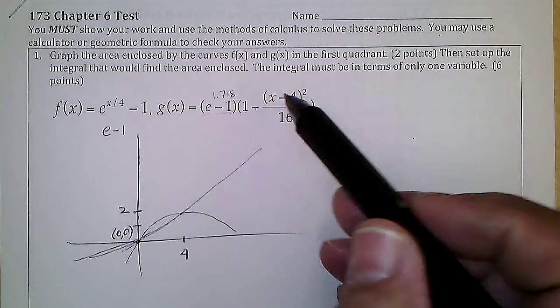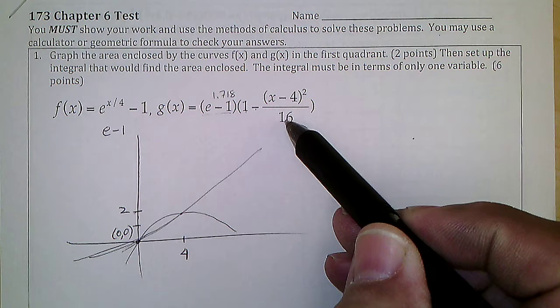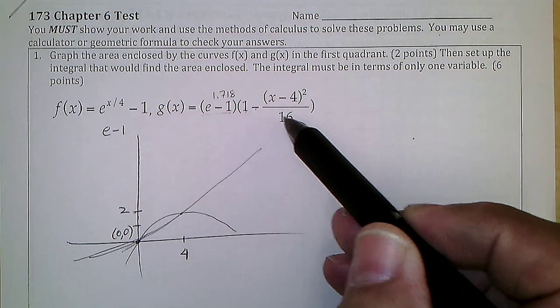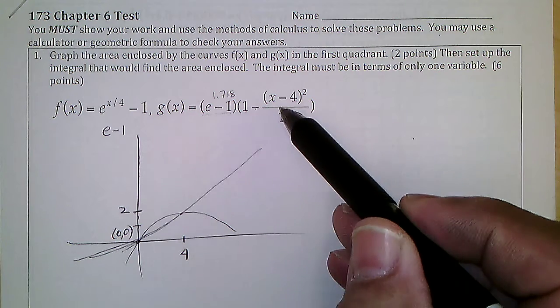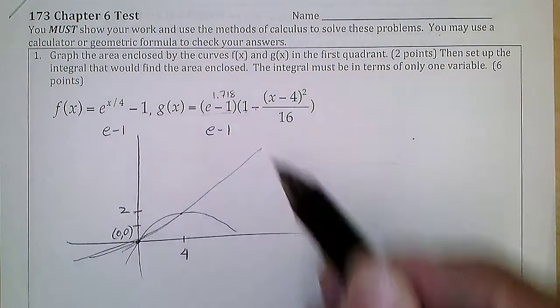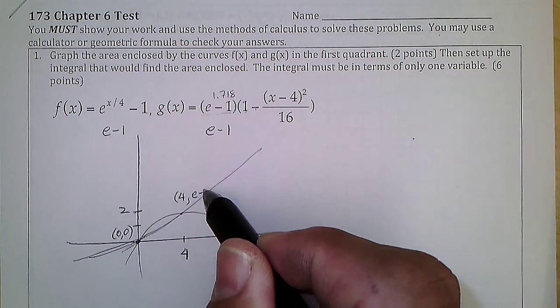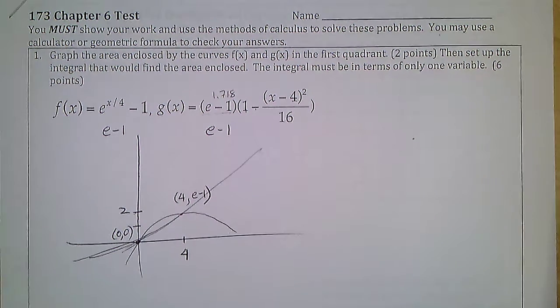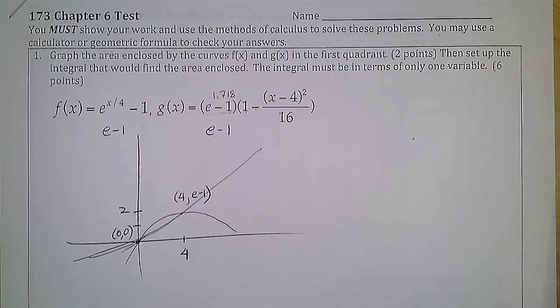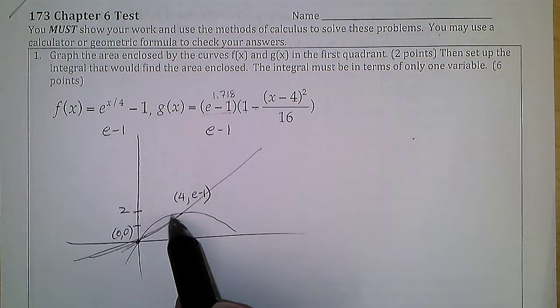Suspicious. If I put 4 in here, 4 minus 4 is 0. 16 divided by 0 is 0. 1 minus 0 is 1. 1 times E minus 1 is E minus 1. So it does go through 4, E minus 1. I like to see units on your graph.